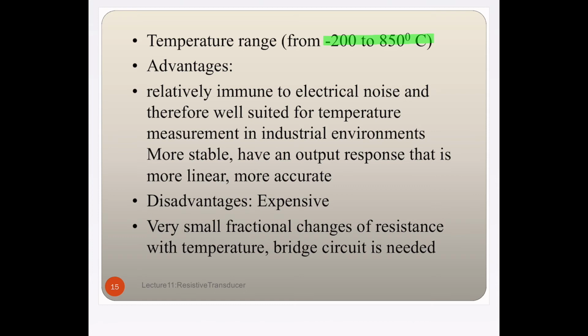So to summarize, the advantages of RTD are that it is immune to electrical noise, suitable for industrial environments, and stable. The output is linear and accurate. In terms of disadvantages, it is expensive as compared to the thermistor, and also the voltage output is very small. Therefore, we need to have a bridge circuit in order to convert the resistance value to voltage and also to amplify the readings.